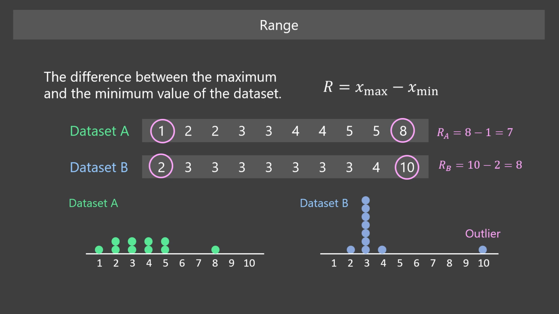In dataset B, there is an outlier. If we remove this outlier from the dataset, the range of dataset B becomes 2. So, if a dataset contains an outlier, the range provides us with misleading results.